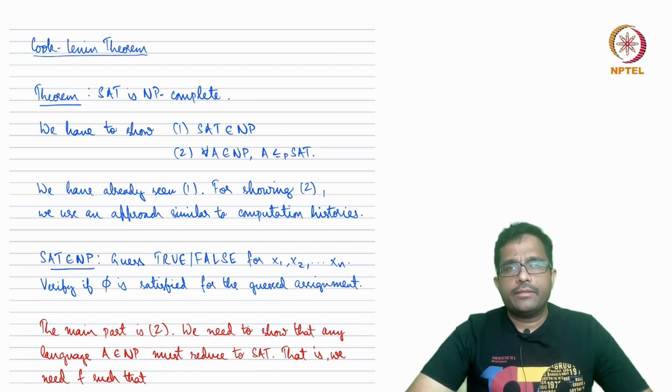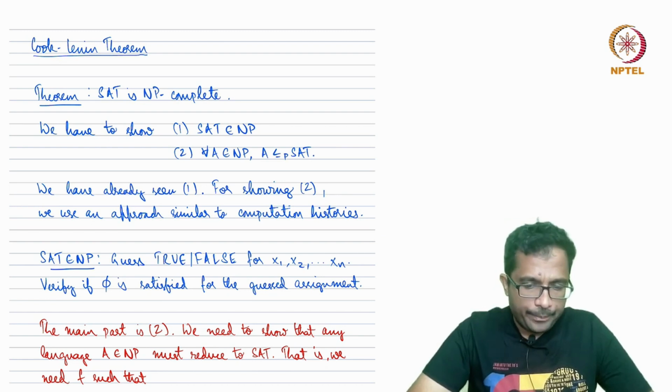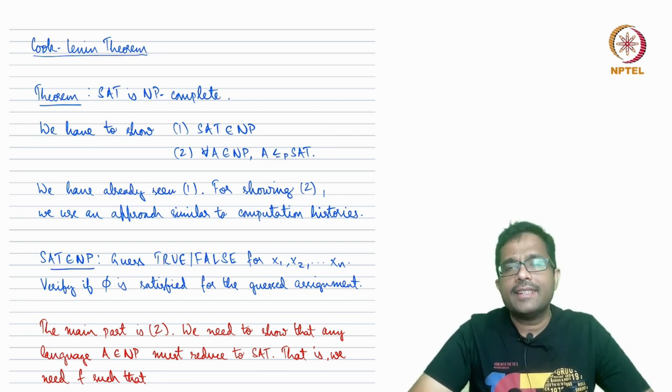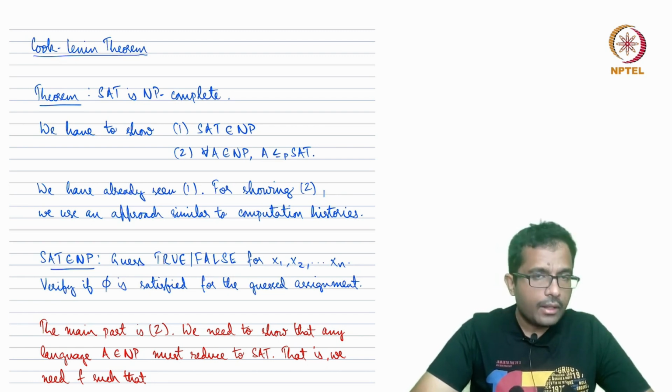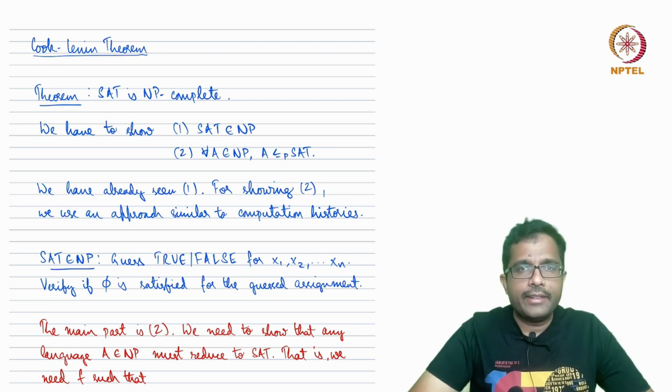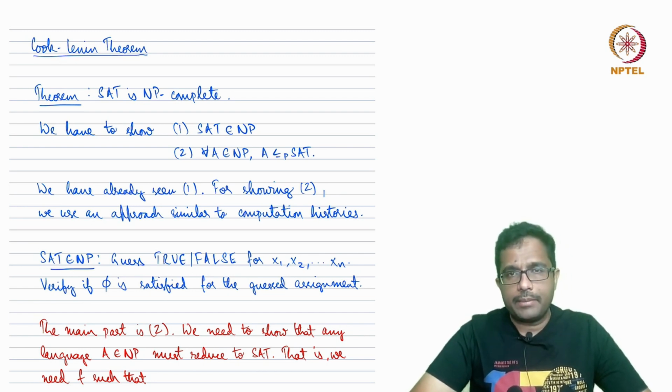Hello and welcome to lecture 50 of the course Theory of Computation. This is going to be a very important lecture in the course because we are going to be showing one of the most important results that we will be learning in the course. So, in this lecture we will see the Cook-Levin Theorem, which shows that SAT is NP complete.